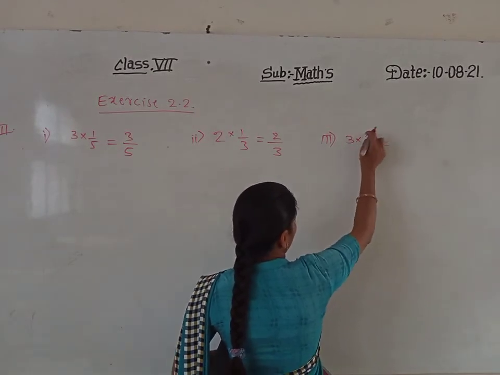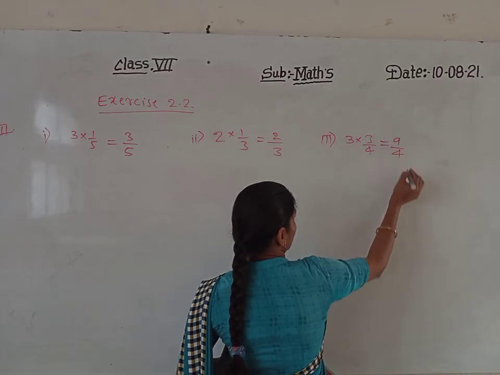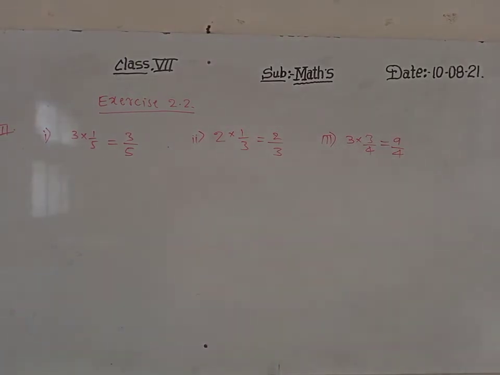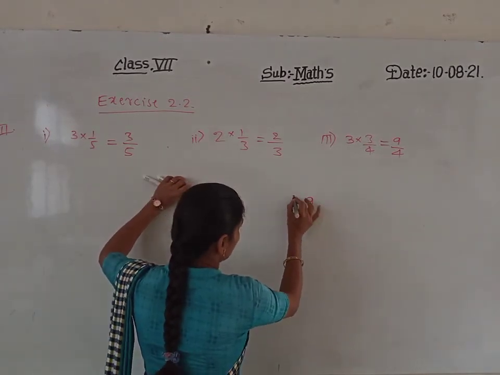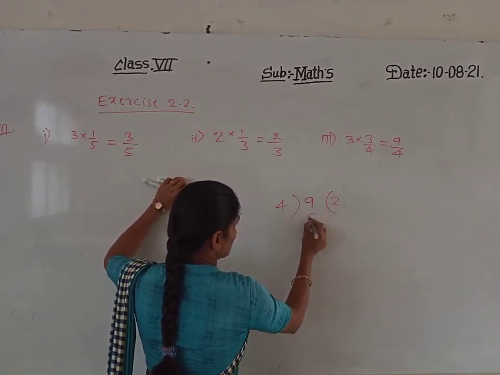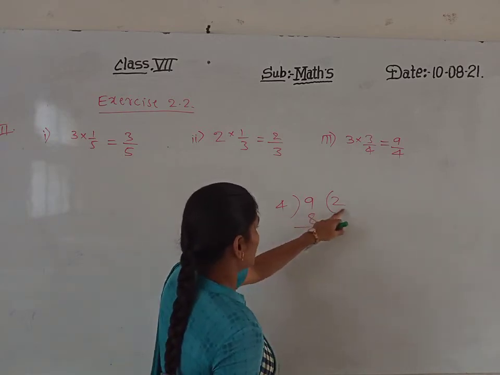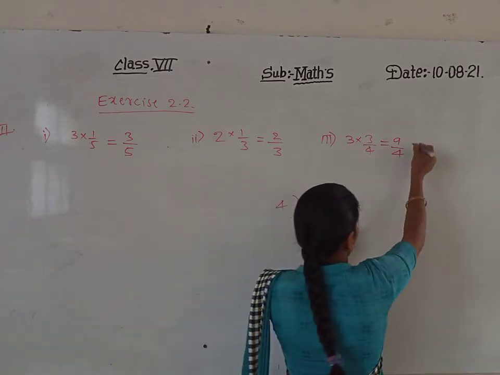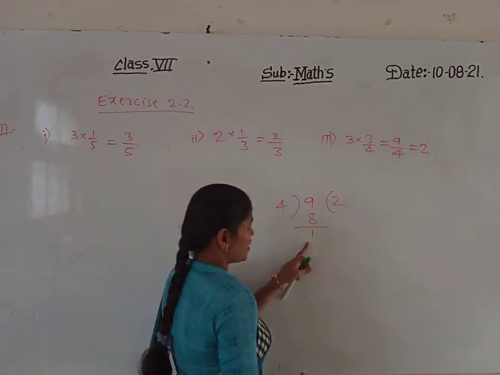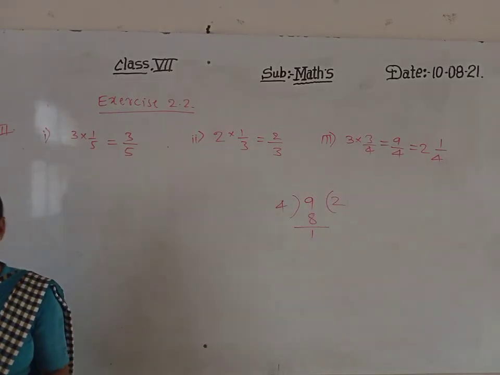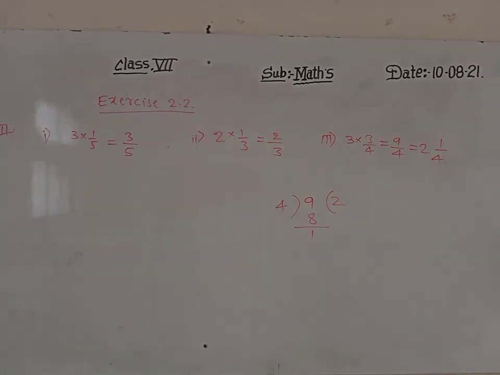It becomes 3 3s are 9. 9 divided by 4, you can convert it into a mixed fraction. By the division method, how could we convert it into the mixed fraction? 4 2s are 8, remainder is 1. How will we arrange these numbers? 2 is the whole number. The remainder comes in the numerator, keep the denominator as it is. It becomes 2 whole 1 by 4.